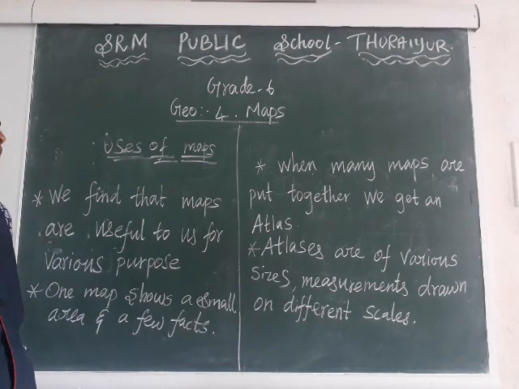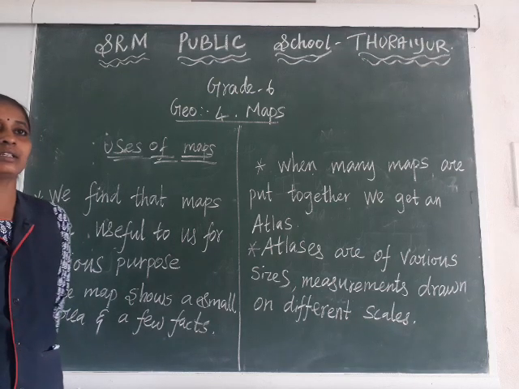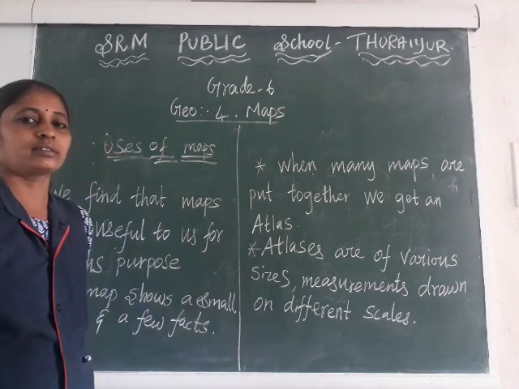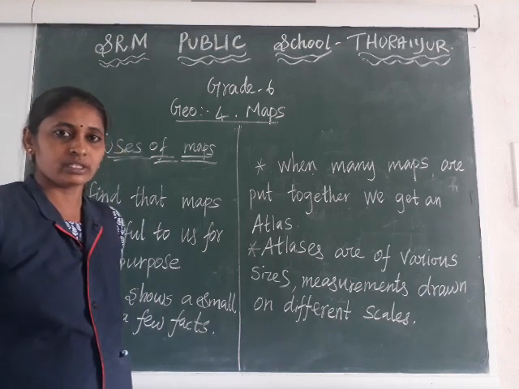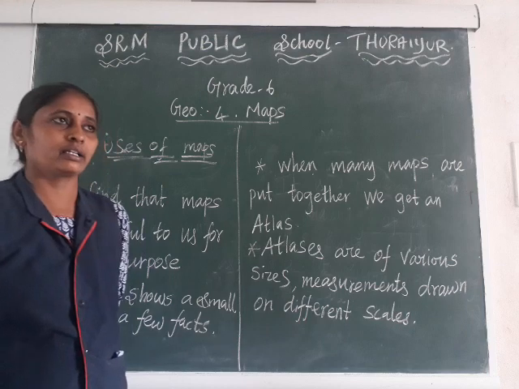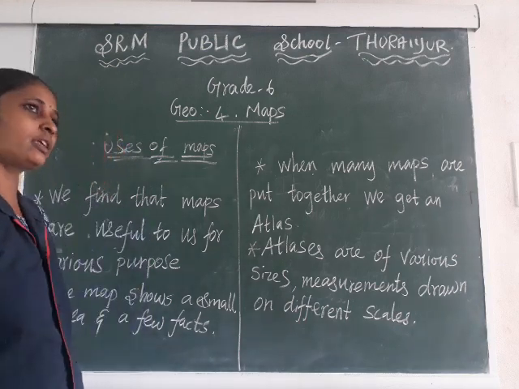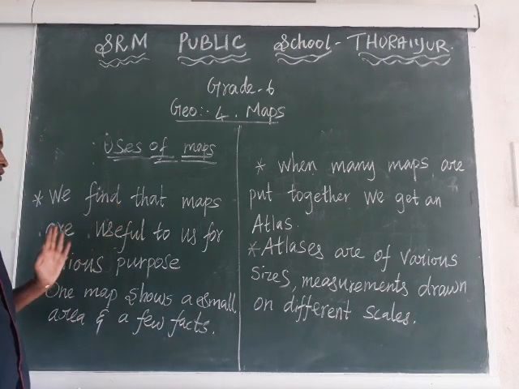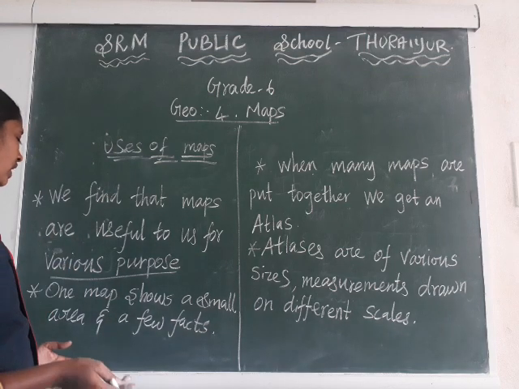Uses of maps. With the help of a map we can understand many things. Not only the size of a city or the distance between a particular city and another town or place, but also its physical features and its boundaries, countries' or towns' or villages' boundaries, and natural vegetation. Everything we can understand with the help of a map. So we find that maps are useful to us for various purposes. Nowadays we are using maps for various purposes.